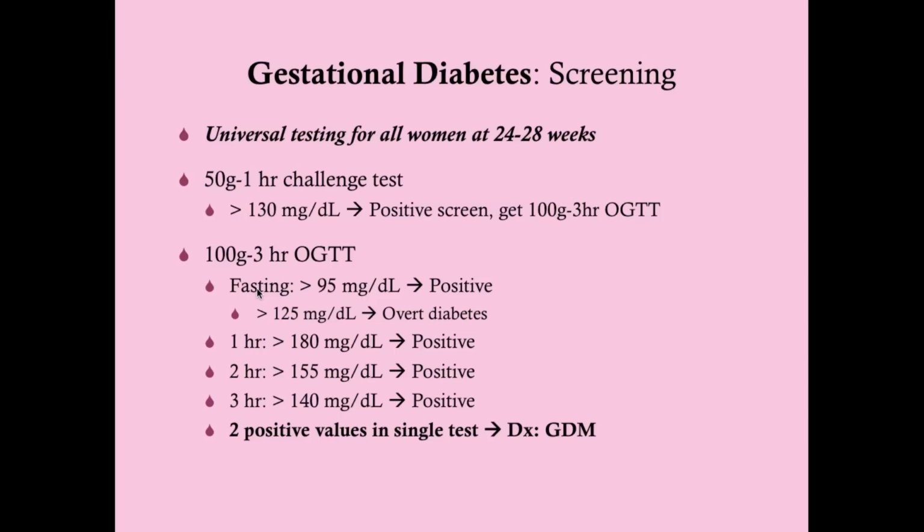Out of all of these, fasting, 1 hour, 2 hour, and 3 hour, you need to have 2 positive values in a single test. If you have 2 positive values in a single test, you can make the diagnosis of gestational diabetes. But remember, if the fasting blood glucose is over 125, you don't even need to administer the glucose. You will diagnose her with overt diabetes. If it's over 95, that's considered a positive, but you need to have 2 positive values in a single test. On the USMLE, you'll be given all these values of what the upper limit of normal is, so you don't need to memorize these for the test.